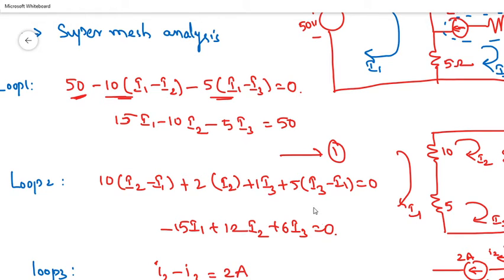In order to simplify, we need to calculate 3 parameters, that is I1, I2 and I3. We have 3 equations: equation 1, equation 2 and equation 3.